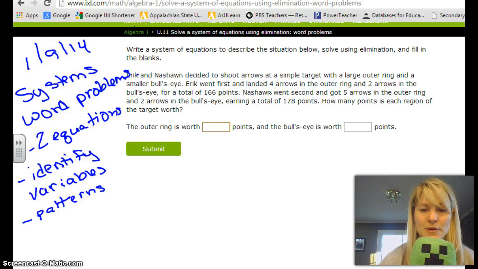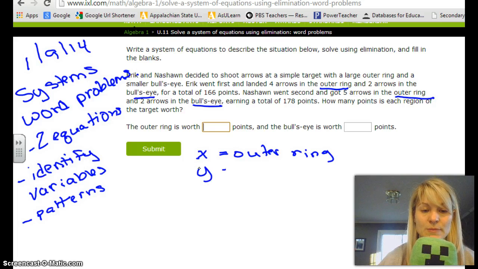So we should see the pattern here. We have 4 arrows in the outer ring and 2 arrows in the bullseye. And again, 5 arrows in the outer ring and 2 arrows in the bullseye. So my two variables are going to be, let's just go with x is the outer ring and y is going to be my bullseye.